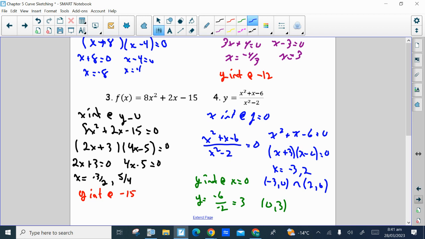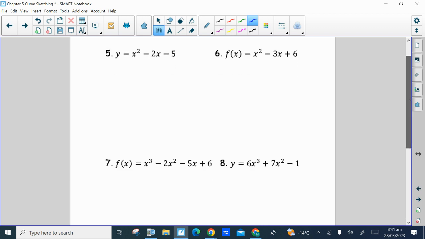Okay? A few more to look at. Number 5 cannot be factored.